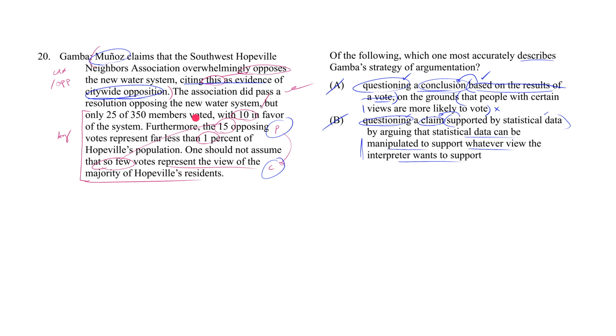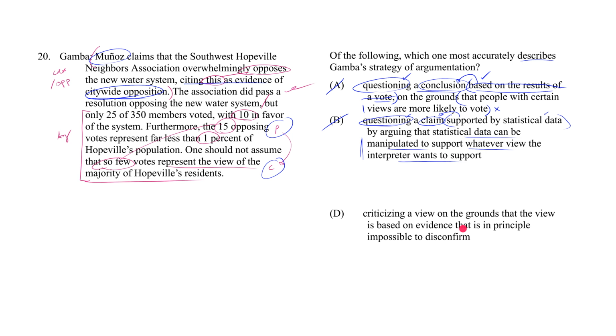I can take your very statistical data and manipulate it to support citywide affirmation of the new water system, right? Citywide support of the system. Or I can take the very same data, manipulate it so that it looks like there's citywide opposition. Or I can take your very same data and manipulate it so that it looks like exactly half the city oppose the new system and half the city are in support of the new system. That's a style of argumentation that says you can manipulate the data to support whatever view the interpreter wants to support. And hopefully you see it just doesn't resemble this. It's descriptively inaccurate, in other words.